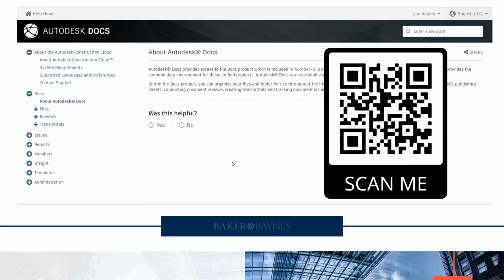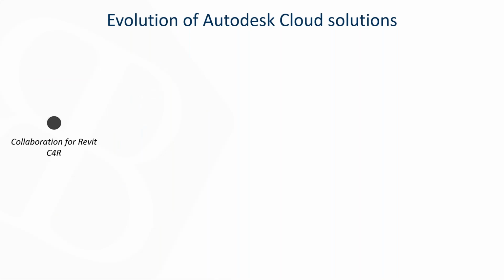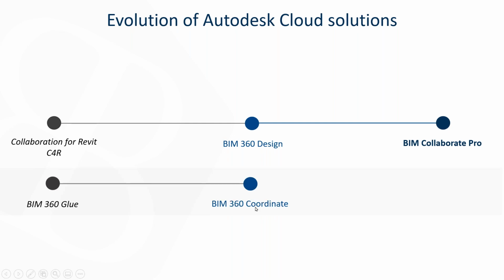Now, next up, let's have a look at collaboration and coordination. Again, I want to just come back here. C4R turned into BIM 360 Design, and that is now BIM Collaborate Pro. BIM 360 Glue, which used to be BIM 360 Coordinate, is now BIM Collaborate. So remember BIM Collaborate and BIM Collaborate Pro.